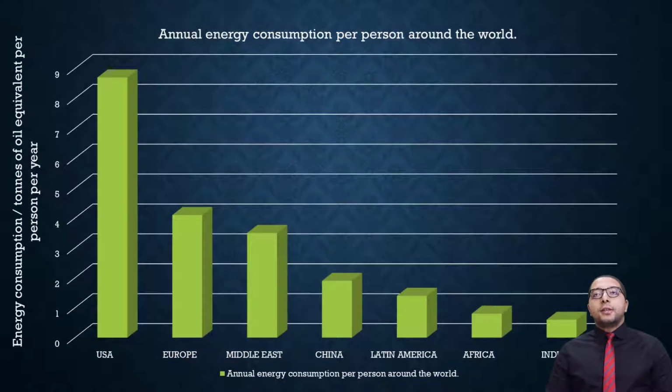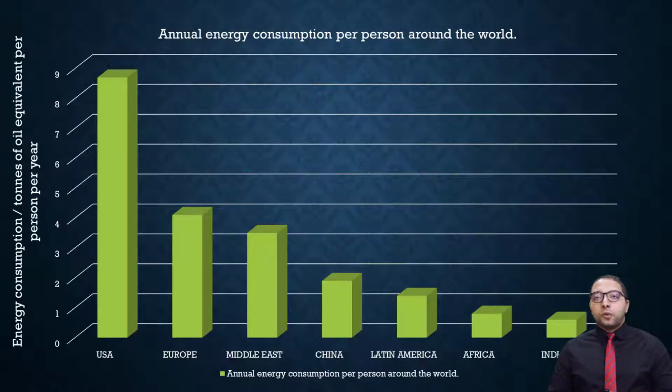This chart represents the amount of energy used by a person within a year. You can find that the highest amount of energy consumption per person per year goes to the USA, as the people over there consume a huge amount of energy because they have more cars, bigger houses, and lots and lots of industries going on. All of these represent a huge amount of energy in comparison with Europe, which has a lower amount of energy consumption per person per year.